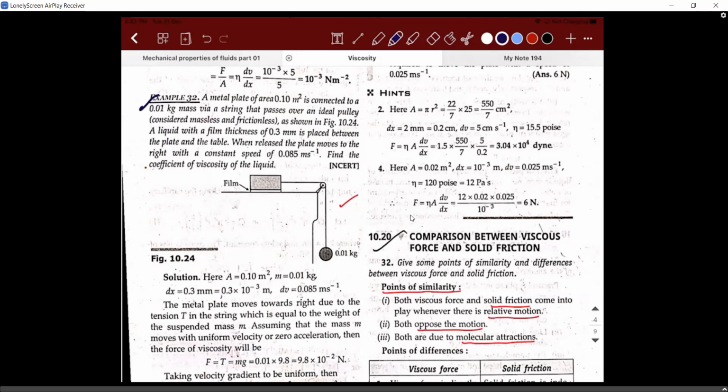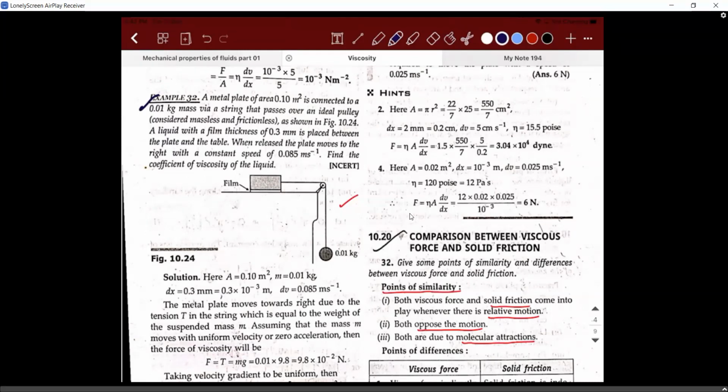But how much should be the minimum value of this tension for this metal plate to move with a constant speed of 0.085 meter per second? This is what I need you to answer. What is the logic? What force is the tension supposed to overcome to create a velocity of this much value? Yes, it has to overcome the viscous drag. Because the liquid that you have added there, they didn't say it is a completely smooth surface.